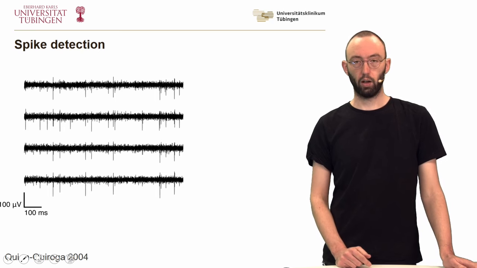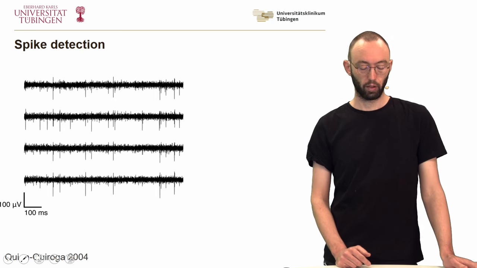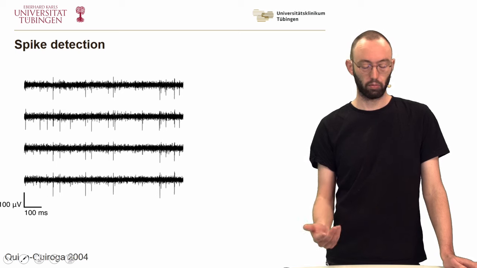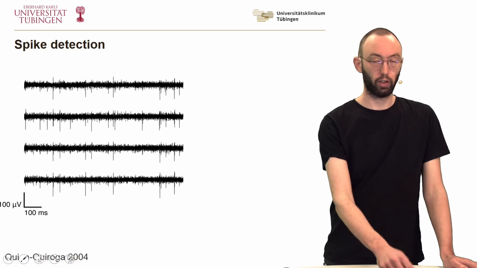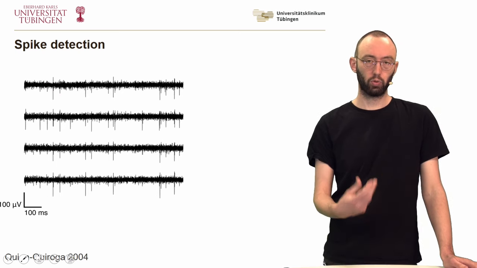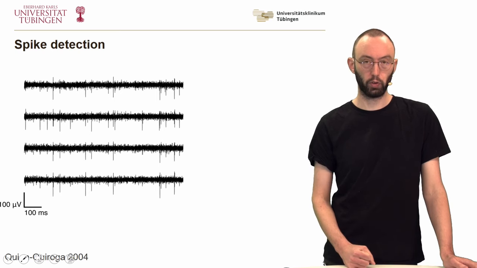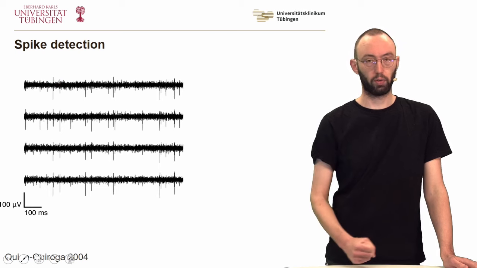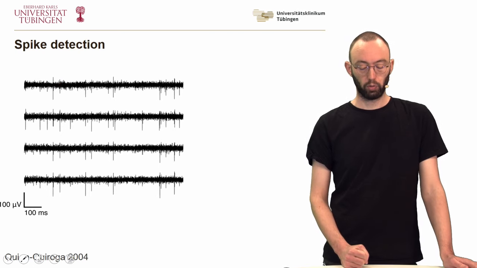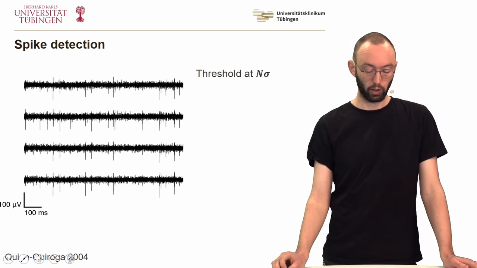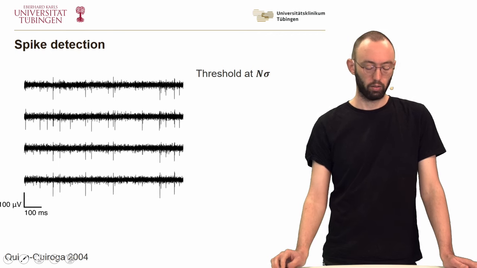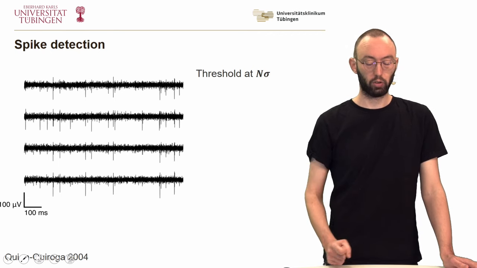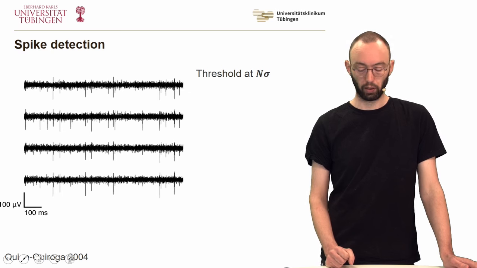So now, how do we detect the spikes? Spikes in these signals are typically downward reflections. This is due to the physics of the recording process, but you will typically see spikes go downwards. So what we want to do is put a threshold from which on we consider something to be a spike.